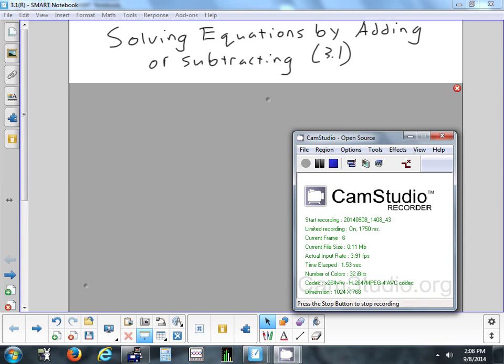Okay, so chapter 3. This is the first time that we're going to start solving equations. So at this point, your arithmetic skills with adding, subtracting, multiplying, dividing, those have got to be good to go. Okay?